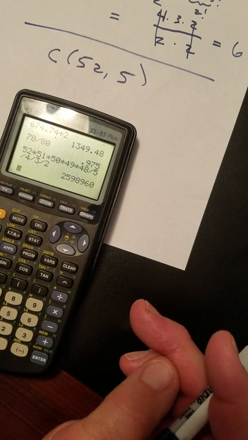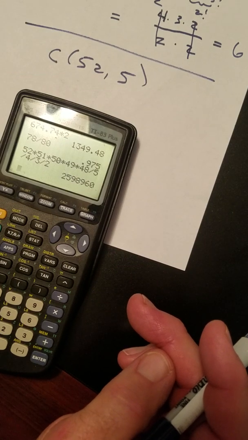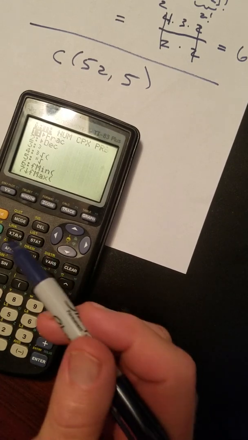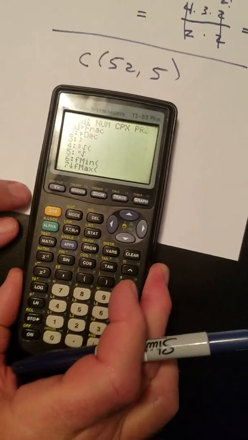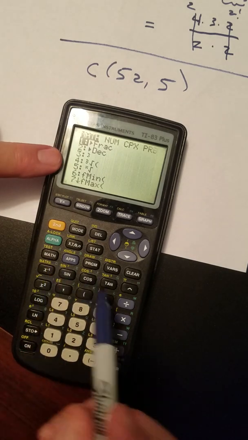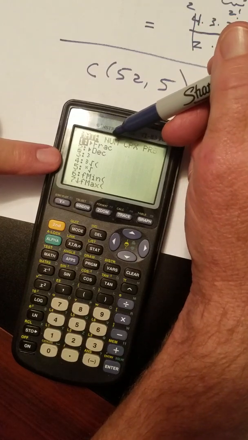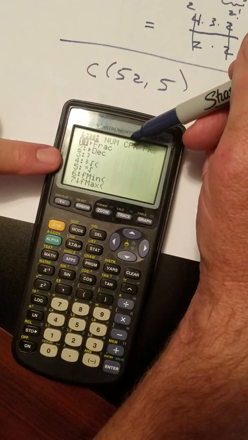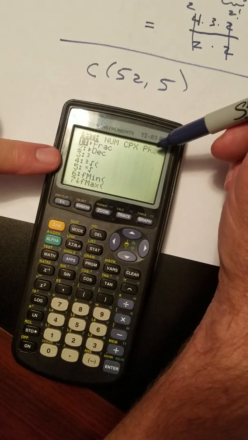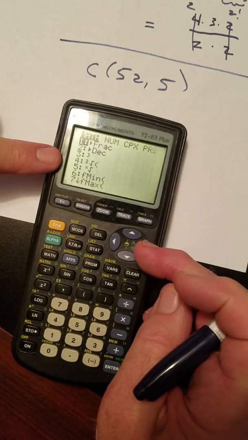Okay, I've got to reteach myself here real quick. I thought it was this one. Yeah, there it is. Okay, I hit the math button over here on the left. I hit math, and this screen pops up. Across the top it says MATH, NUM for number, CPX, I think that's complex, and then PRO, that's for probability.